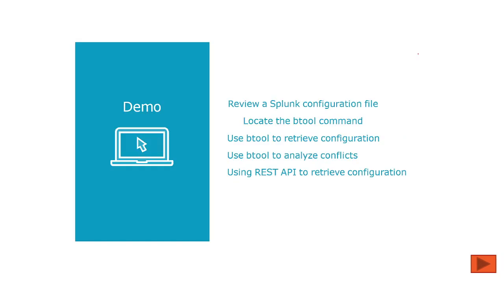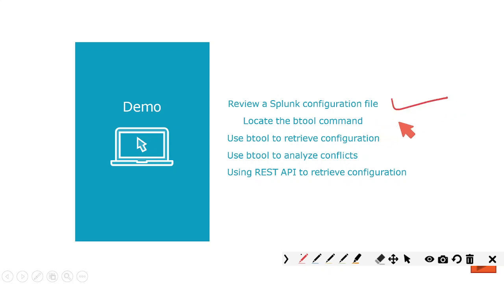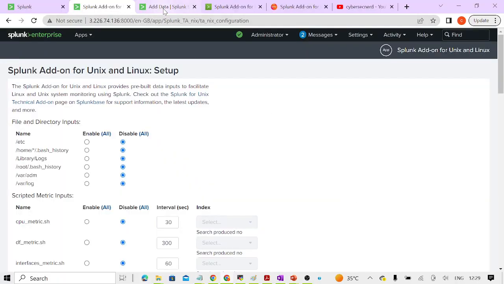Hello, in this section I just wanted to point out some of the things we have already done. If I get back to my tool, we have already reviewed our configuration files. We looked at sufficient examples of how we can utilize btool functionality to retrieve configuration and to analyze conflicts. The one thing I didn't do is show how you can use the REST API to retrieve a configuration. So I will take a minute of video on that as well. If there is a need, you can utilize this option too.